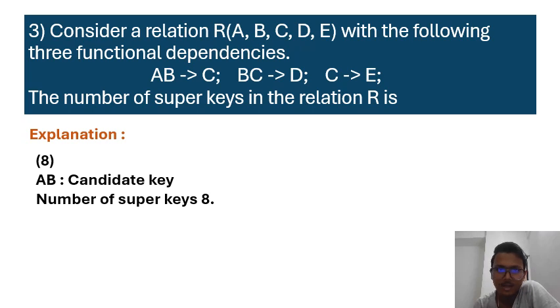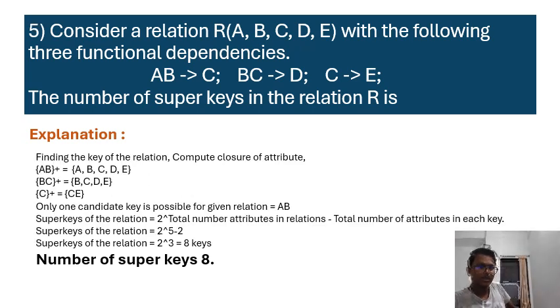Now consider the relation R(ABCDE) with the following functional dependencies: A depends on ABC, C depends on BC, D depends on BC, and C depends on C. What is the number of super keys in relation R? The answer is A. So how, we'll discuss now. AB has five attributes, BC has four attributes, and C has one attribute. From the super key formula, using the number of attributes in each key, we calculate that the answer is 3.